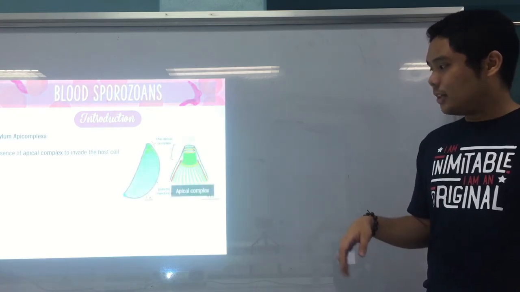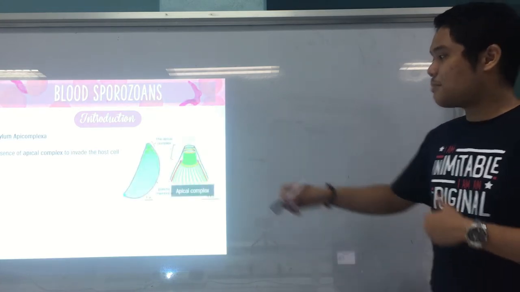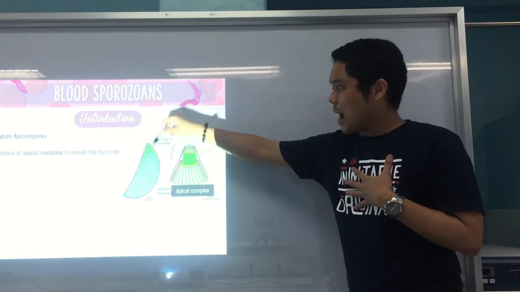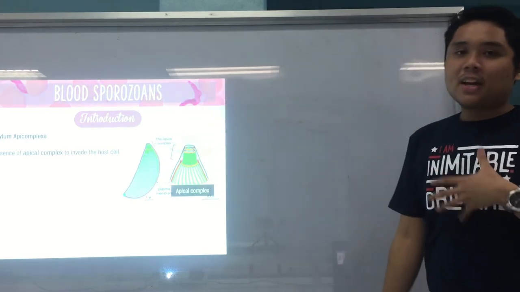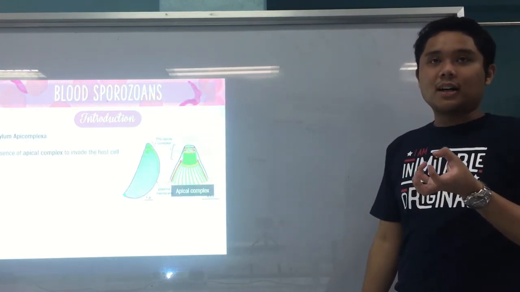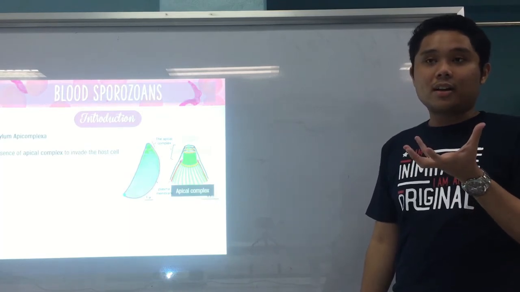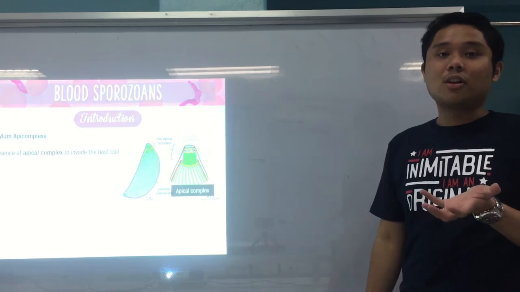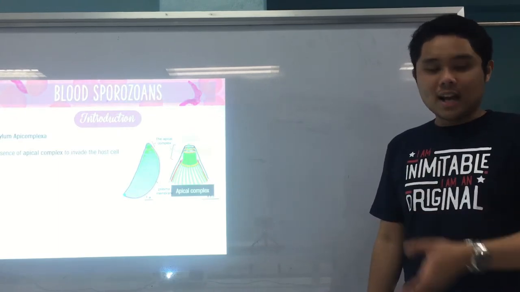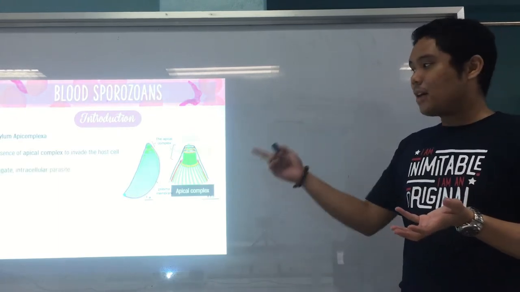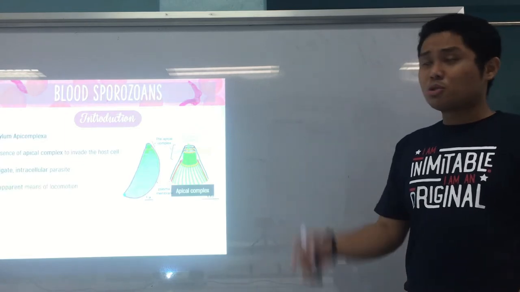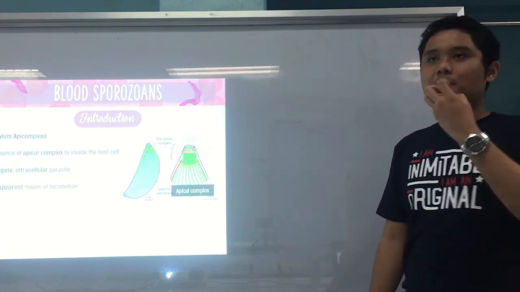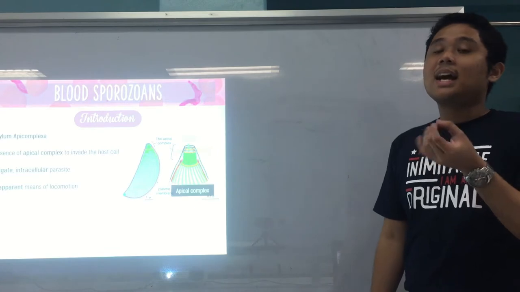Here's an example of your apical complex. As you can see, this is the parasite, and this is your apical complex. It's a structure in the parasite's body that the parasite uses for invasion. It's not necessarily for locomotion, because no apparent locomotion was discovered. Basically, the apical complex is for invasion.